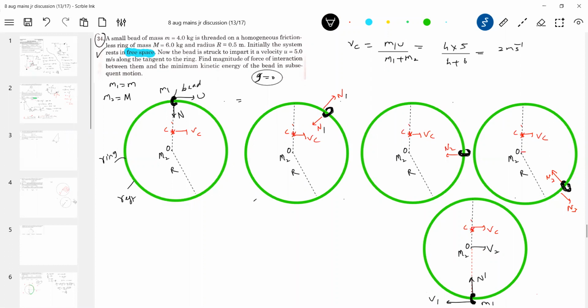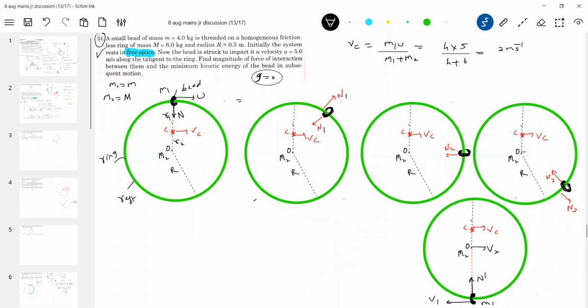So first we'll calculate the force of interaction between them. With respect to the center of mass, it will move in a circular path. So the bead, what happened? In the C frame, the bead moves in a circular path and the center of the ring will be describing a circular path. So what should be the radius of this? R1, let me call the other R2.